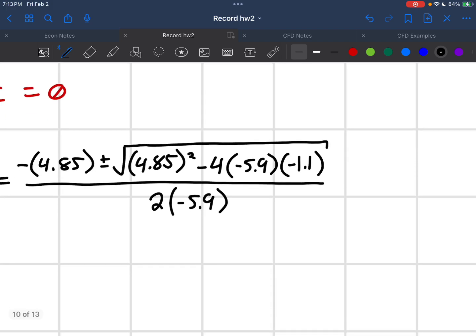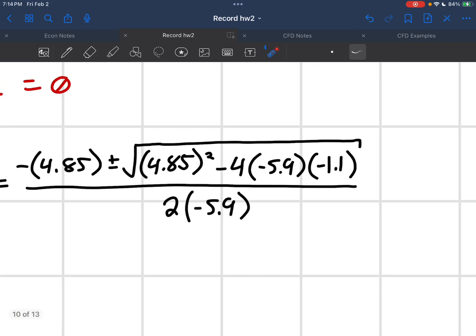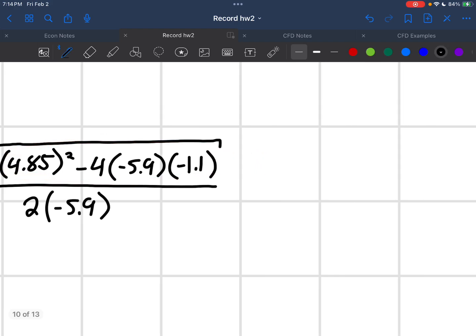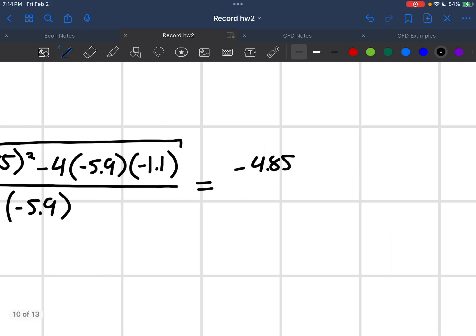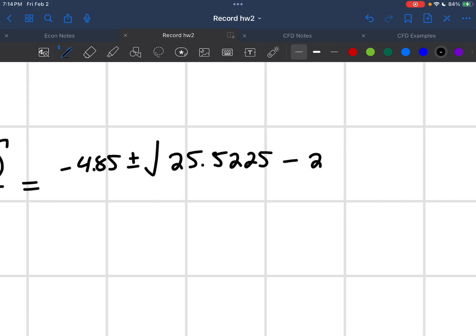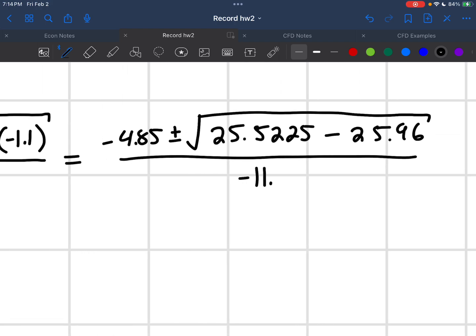Now, usually I say this is a job for a calculator, but we can look at this a little bit. Right? It's gross, it's all decimals and numbers, but what I'm going to get out eventually, if I'm just simplifying this inside bit, I have my negative 4.85 on the outside, plus or minus square root. I'm going to end up with 25.5225 minus 25.5225 times 0.96. And then 2 times a is negative 11.8.